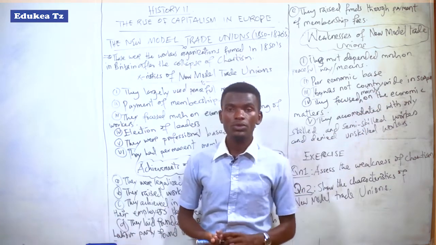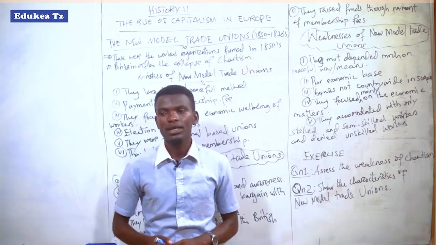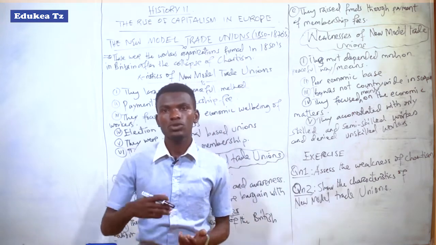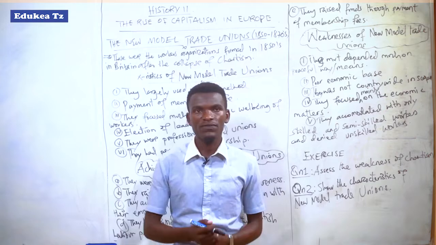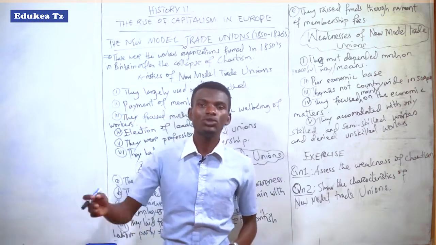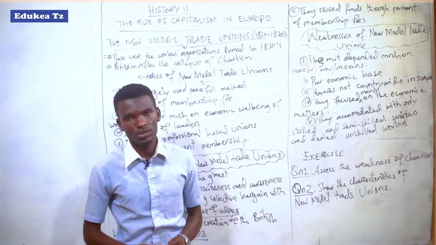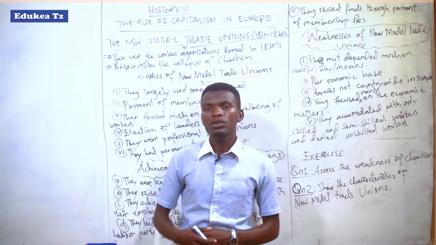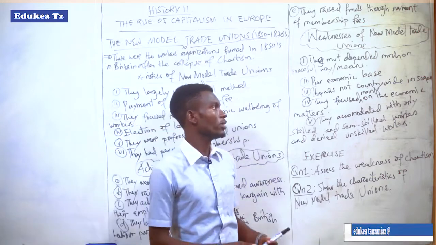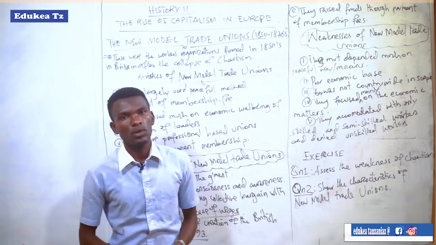Another weakness was that it was not countrywide in scope. It means that the new model trade unions were conducted in the areas where those professions were taking place. For example, in industries, industrial workers joined together to form the unions. In the hospital, doctors joined together to form the unions. So it did not involve the whole country. You can see some areas did not form new model trade unions, so it led to the continuation of exploitation of the working class by their employers.